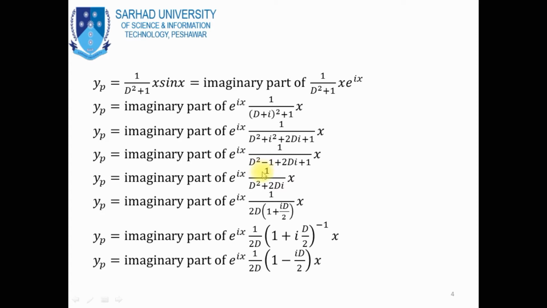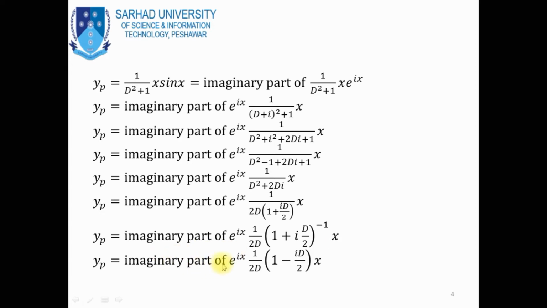So after simplification we obtain (D² + 2Di)x. Now since the inverse operator is multiplied upon a polynomial, for the polynomial we have already discussed case number 3: take common the lowest degree term. 2Di is the lowest degree term, so 2D common, (1 + iD/2) x. Now this term (1 + iD/2) shifts to the denominator, and we obtain (1 + iD/2)^(-1) x.